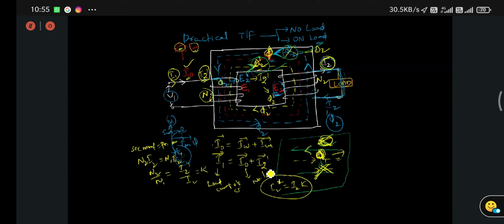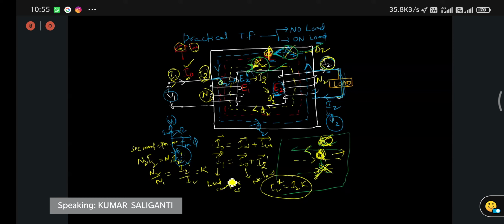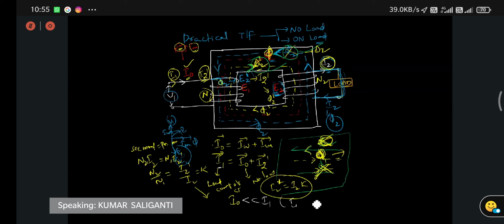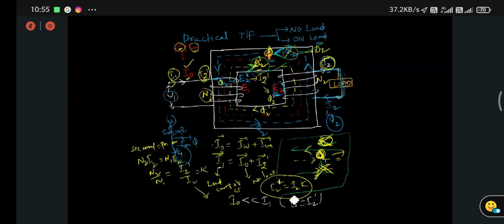But what is I2 dash here? I0 is negated here, because it is very small as compared to I1. I0 is very less than I1. So that's why I1 equal to I2 dash here.